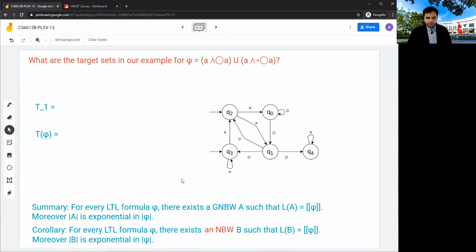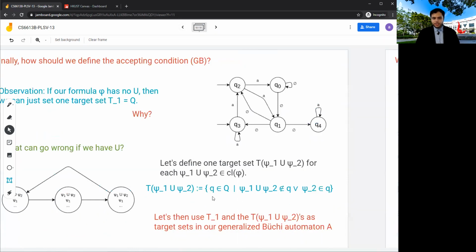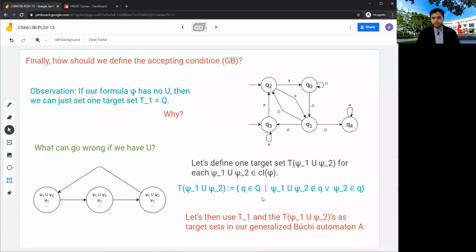Okay, so let's just do it here. So in this automaton, for this formula, T1 is every state. This is Q. But the only until that we have is actually this one, right? And we said that the set that we create for this until is the set of all states that either do not contain this until or contain its second part, right?